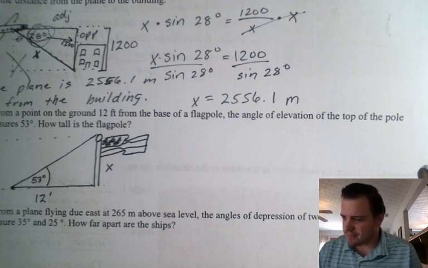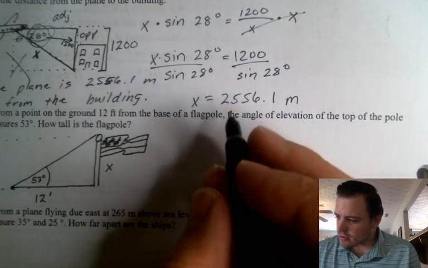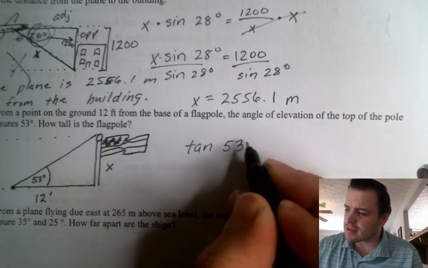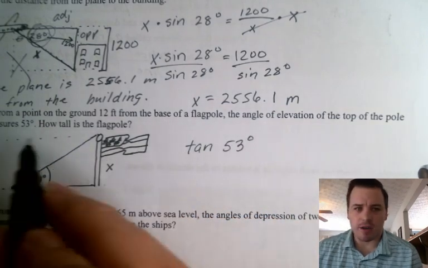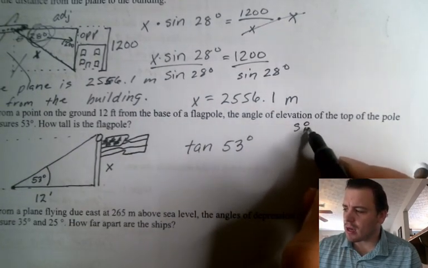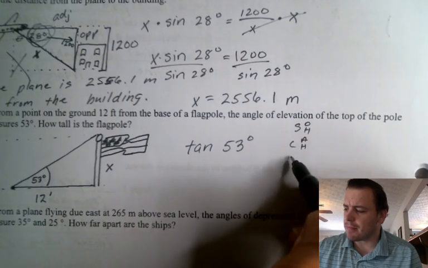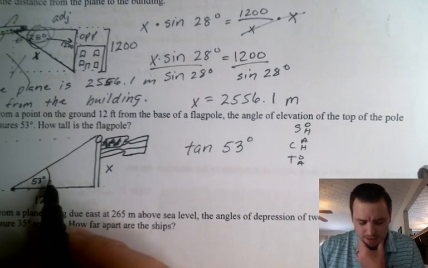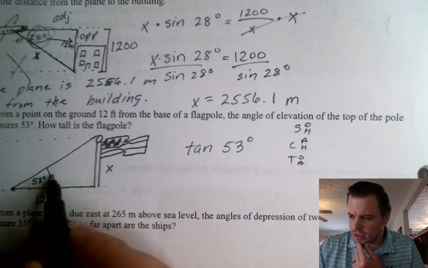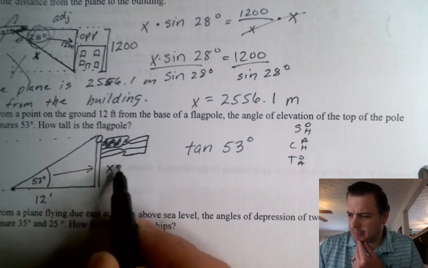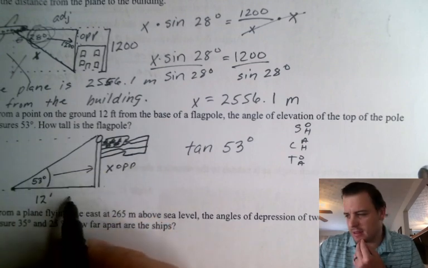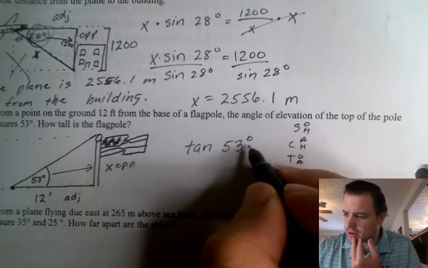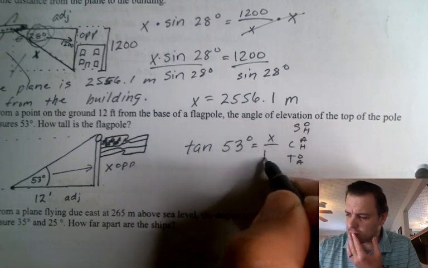Tangent. Good, Kristen. So I'm going to use tangent. So tangent of 53 degrees. Now, what is tangent? Don't forget SOHCAHTOA. It's opposite over adjacent. Notice this right here, Lucy. That X is opposite of the angle, and this right here would be adjacent. So tangent of 53 degrees is equal to X over 12.